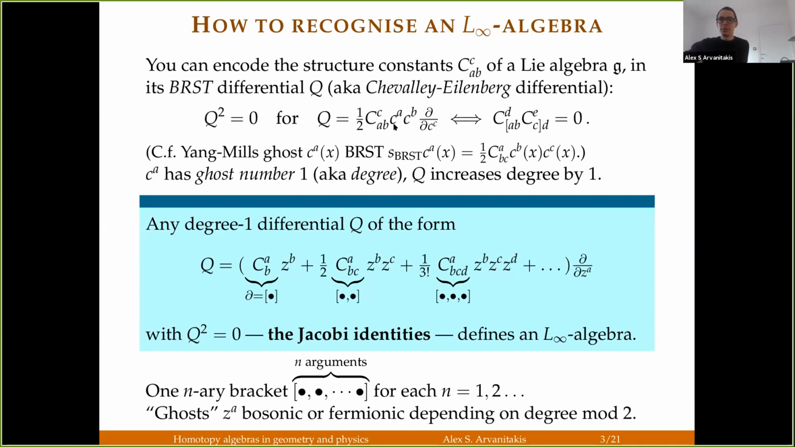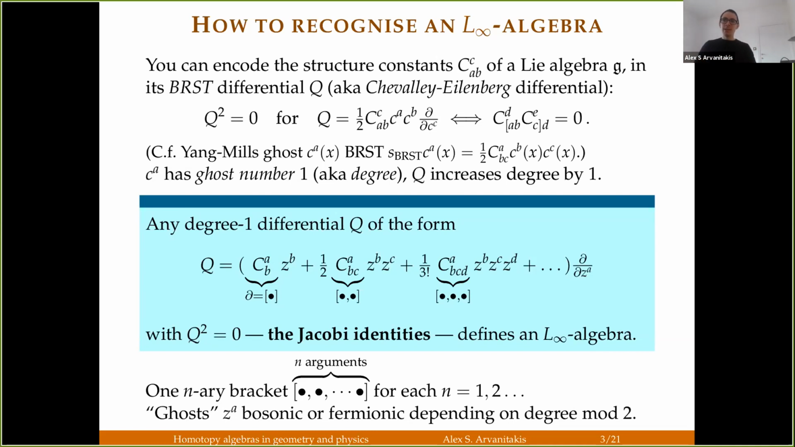So you introduce these ghost variables C, which have ghost number 1, and I declare that variables commute or anti-commute depending on ghost number modulo 2. So the C's are anti-commuting. Then when you calculate Q squared, you get the Jacobi identity. It's a one-line calculation. And this here, d over dc, is a Grassmann derivative. So it anti-commutes when you move it past C's, as you would expect.